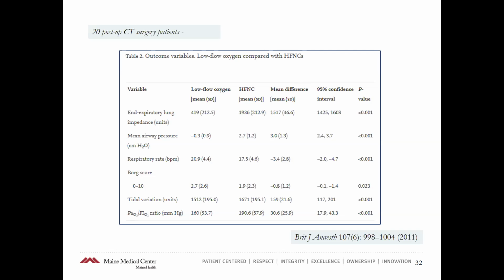So that mean airway pressure correlates then to increased recruitment, better oxygenation. With that, they also found their respiratory rate dropped by almost 4 points. Their Borg scores went down somewhat. That's a measure of dyspnea. And their PF ratios improved. So very basic markers for respiratory function all improved with high flow.